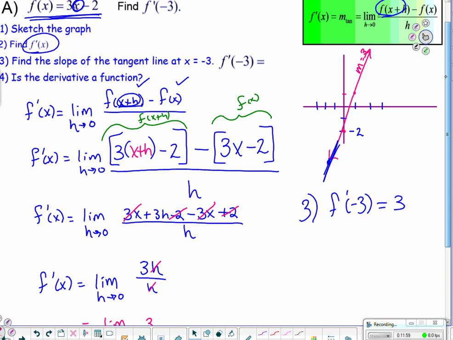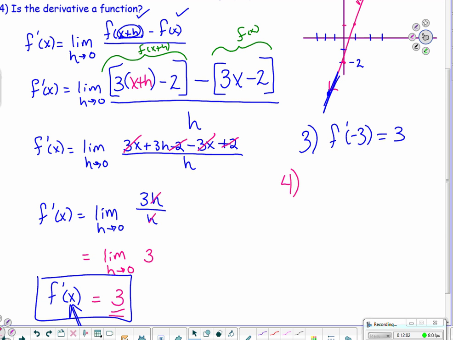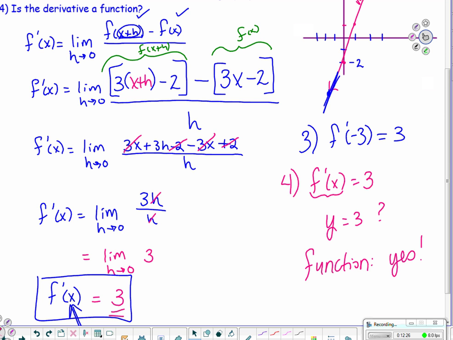Is the derivative a function? Okay, what is that asking? We knew that f prime of x was equal to 3. Well, this is function notation, it's a derivative notation, but really ask yourself, is y equal 3 a function? Yes, it is a function. It passes the vertical line test. So one of our conclusions is derivatives can be functions as well as the original function that we started with. So derivatives can be functions. Cool.